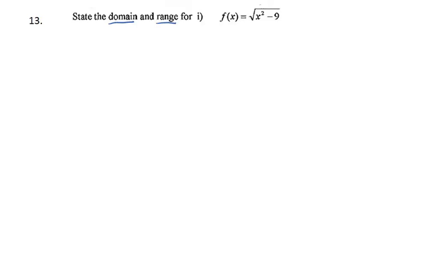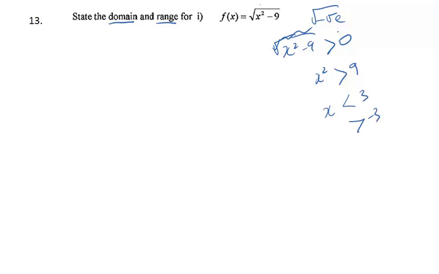And we think about our square root. We can't square root a negative number. So our x squared minus 9 must be greater than 0. So our x squared must be greater than 9. So we square root both sides, we're going to get positive and negative 3. So it must be less than negative 3 or greater than 3 here.